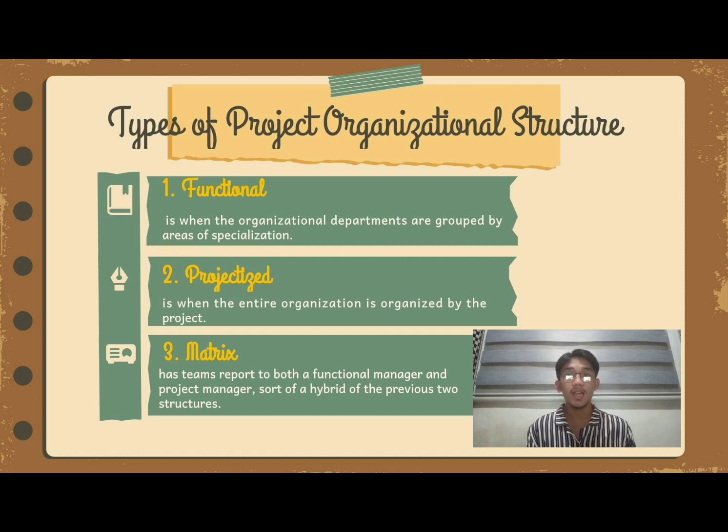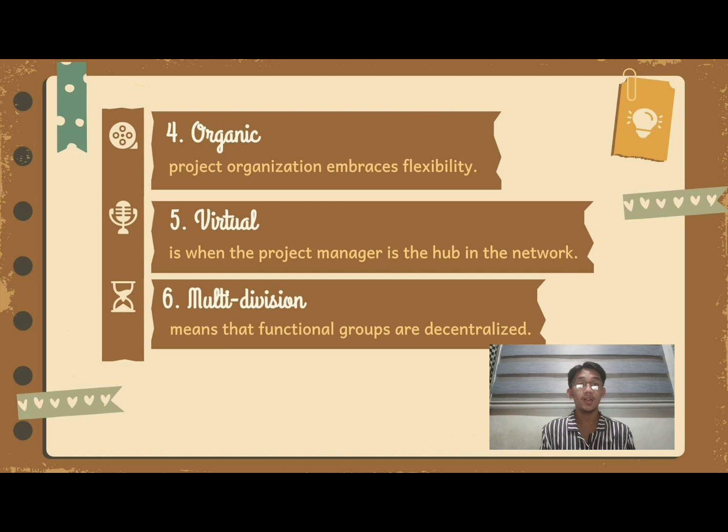And number 3. Matrix. It has teams report to both a functional manager and project manager, sort of a hybrid of the previous 2 structures. Number 4. Organic. Project organization embraces flexibility. Number 5. Virtual. It is when the project manager is the hub in the network. And lastly, multi-division. It means that functional groups are decentralized.